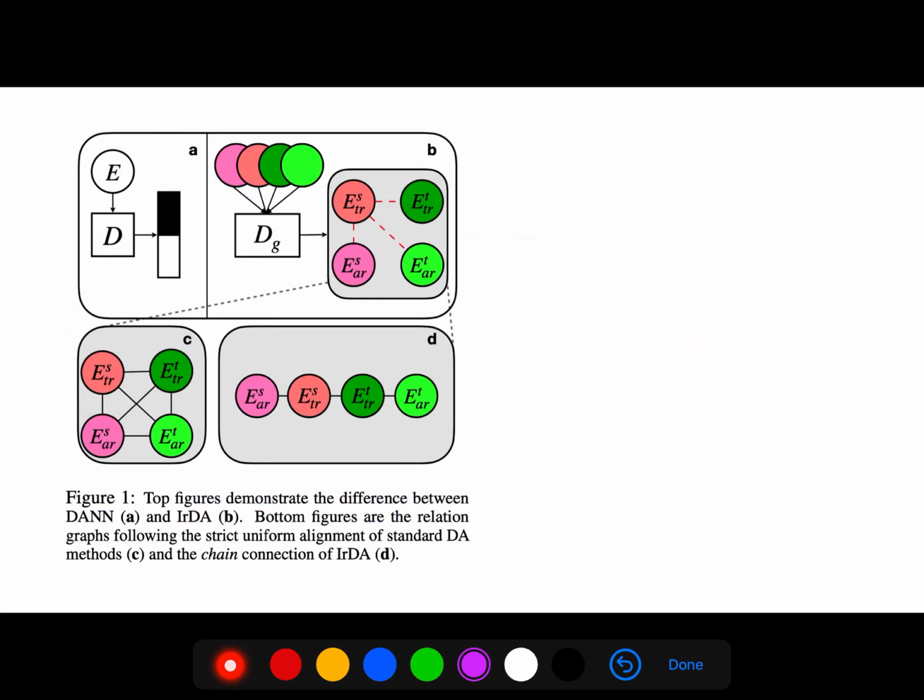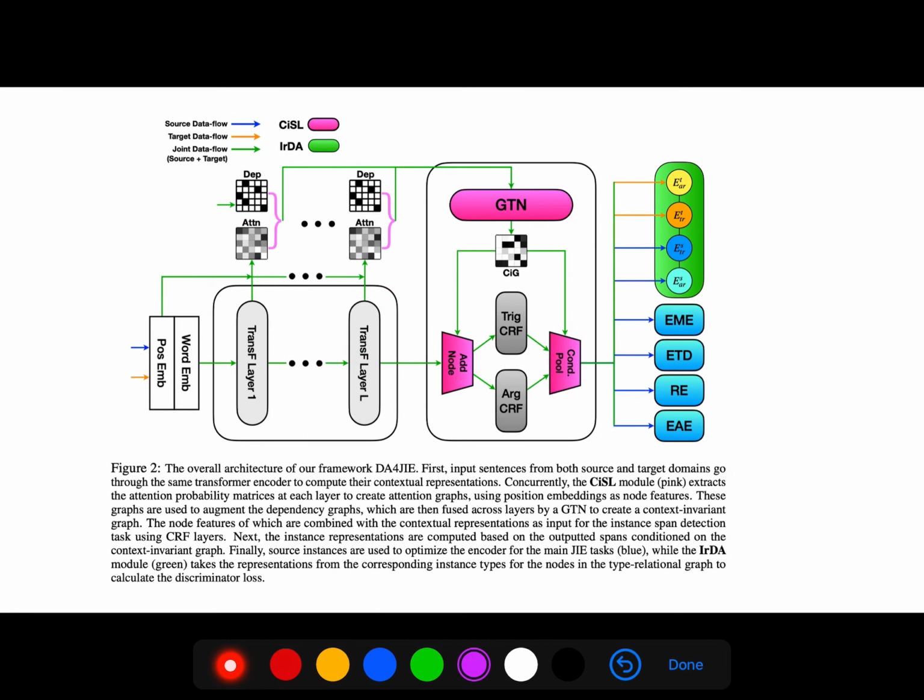So the top figures demonstrate the difference between DANN and IRDA. Bottom figures are the relation graphs following the strict uniform alignment of standard domain adaptation methods. And C is the chain connection of IRDA. So this is the overall architecture.